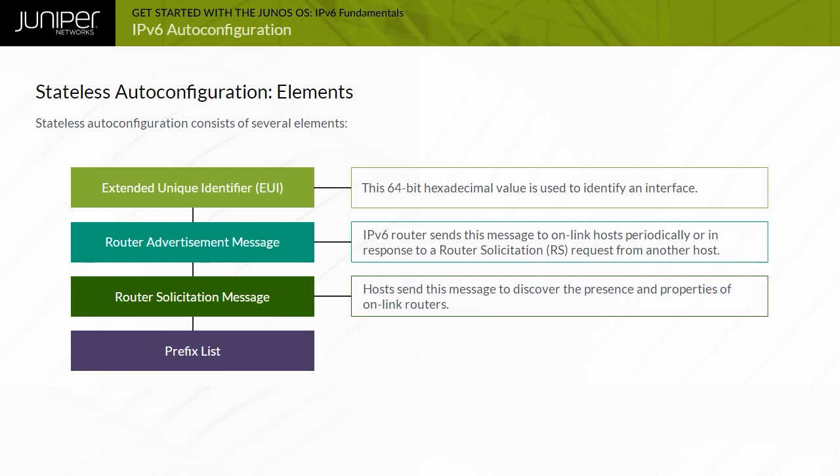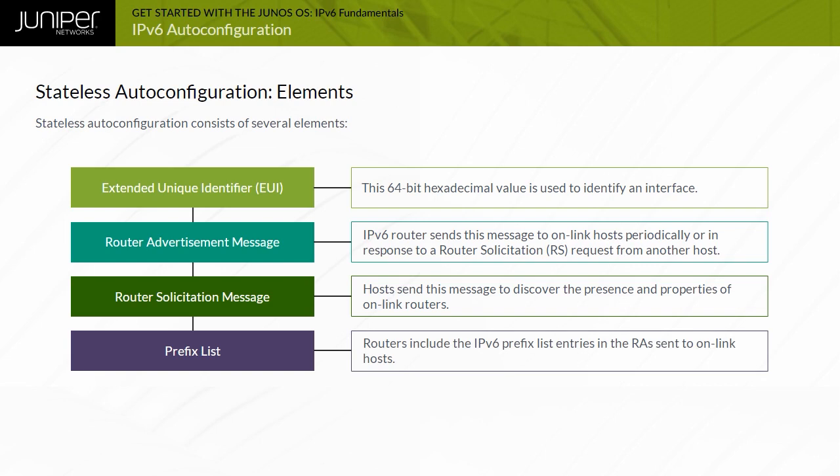Prefix list. This table contains IPv6 prefixes. When entries are present in the list, the router includes the entries in the RAs the router sends to on-link hosts. Each time a host receives an RA, the host can use the prefixes to perform address auto-configuration.